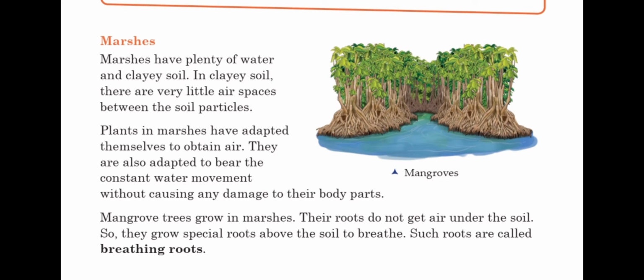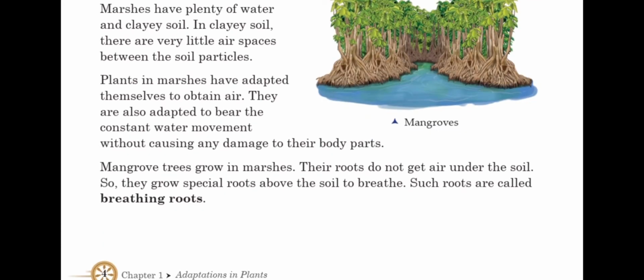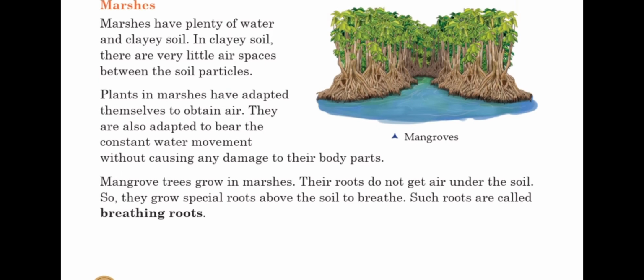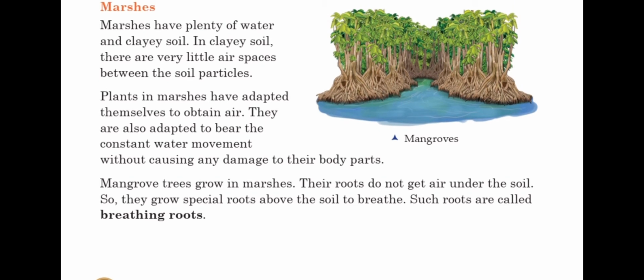Marshes. Marshes have plenty of water and clay soil. In clay soil, there are very few air spaces between the soil particles. Plants in marshes have adapted themselves to obtain air. They are also adapted to bear the constant water movement without causing any damage to their body parts. Mangrove trees grow in marshes. Their roots do not get air under the soil, so they grow special roots above the soil to breathe. Such roots are called breath roots.